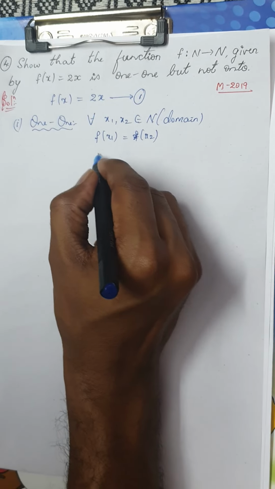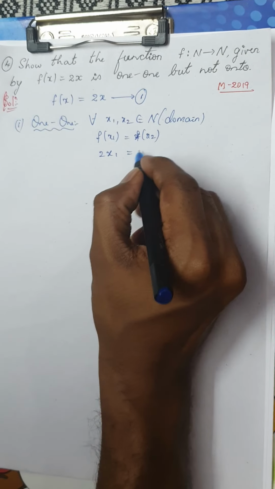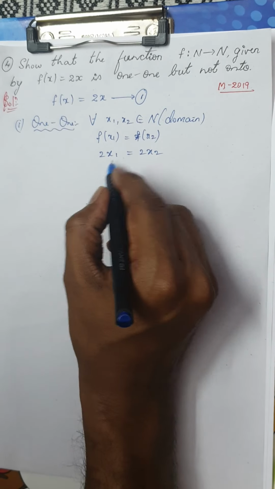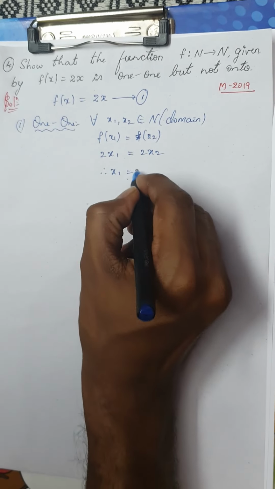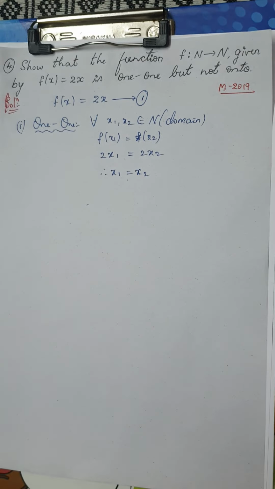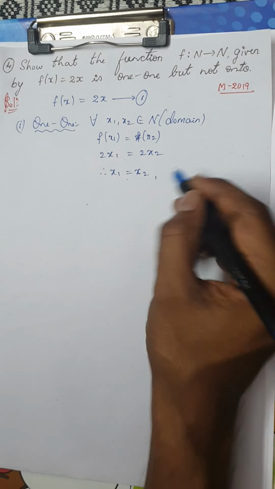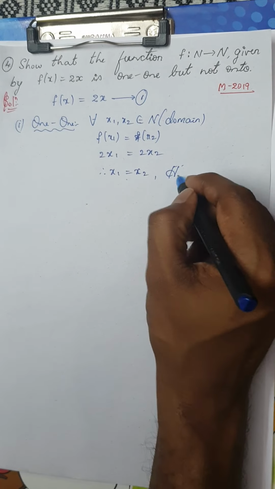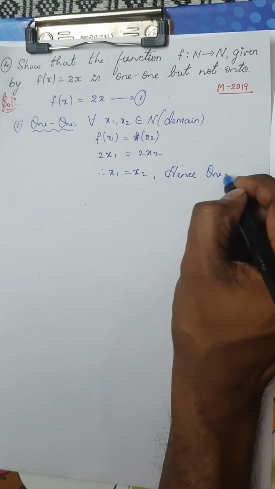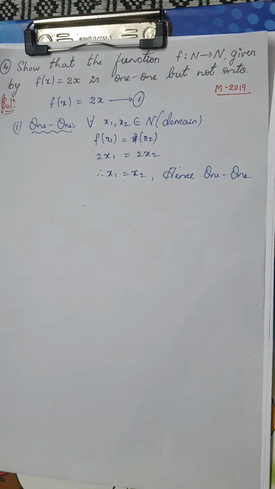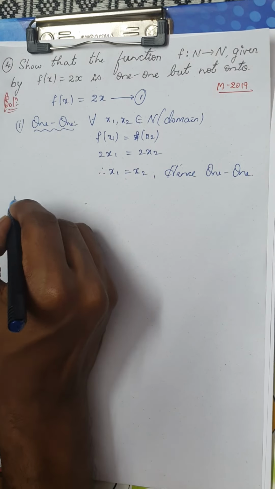What is f(x1)? It would be 2x1. This is nothing but 2x2. If you divide by 2, therefore x1 = x2. Since it is just a 2 mark question, you just say hence one-one, because it is just a 1 mark question, hence it is one-one. Now checking for onto.